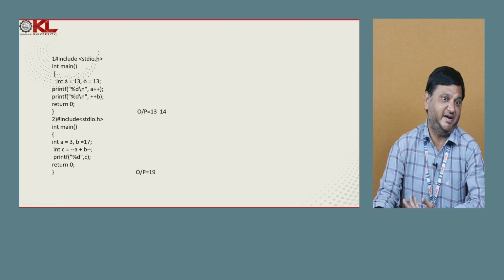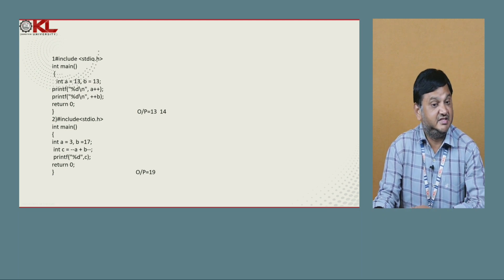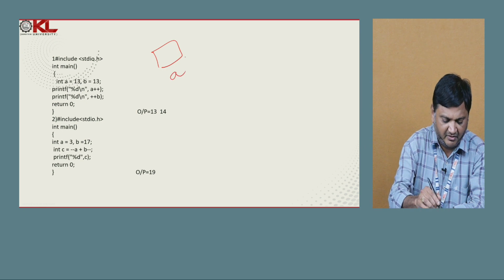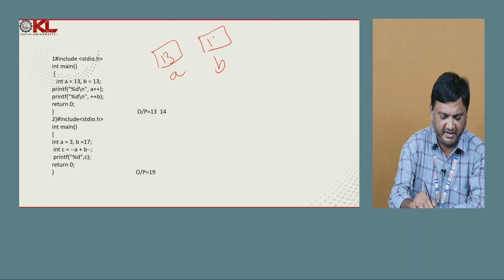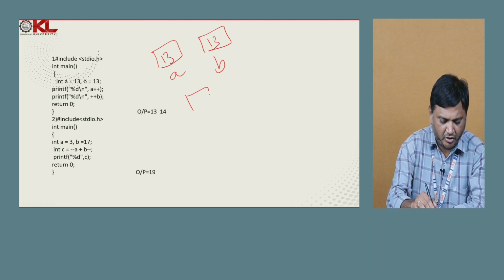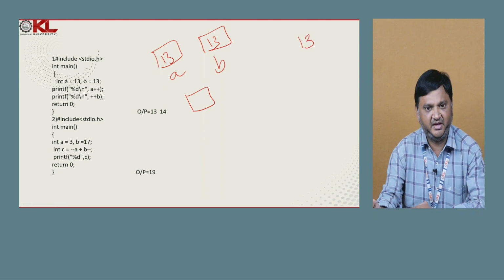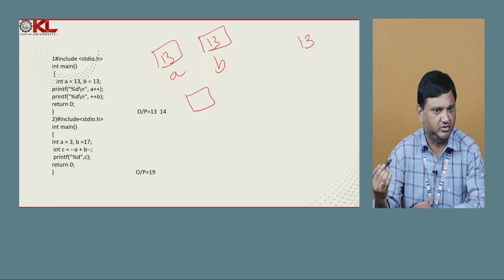As everyone knows, my dear students, A plus plus is a post increment or a pre-increment? Very good. Now, first you write down the memory values. A value is 13, sir. B value is also 13, sir. You are doing post increment on A. It means that first 13 will be printed on the screen.